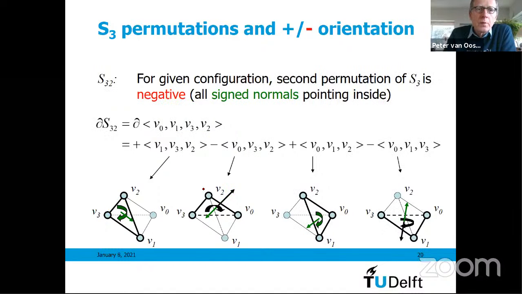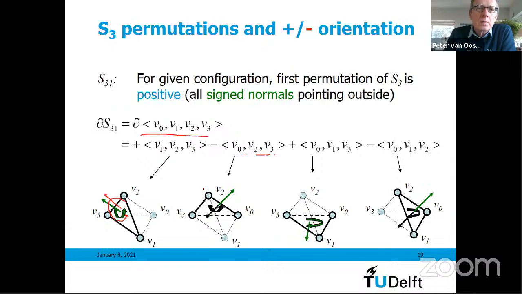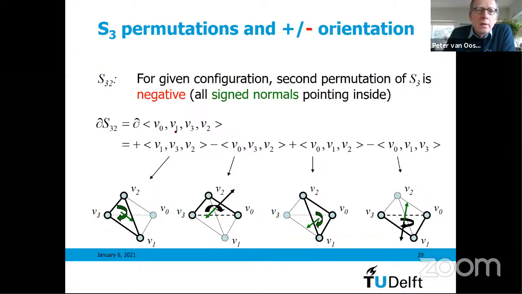If I take one other permutation, so this was the first example, this is the second example, and I flipped here V2 and V3, everything else is the same. But if I now do the same technique, so the first triangle omitting the first vertex is V1, V3, V2 with a plus sign. So V1, V3, V2, oriented like this.